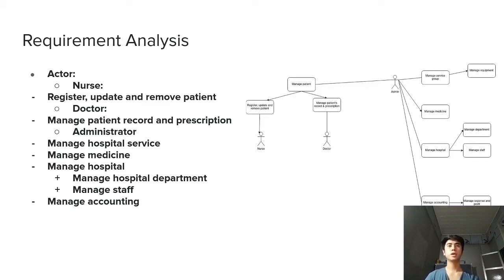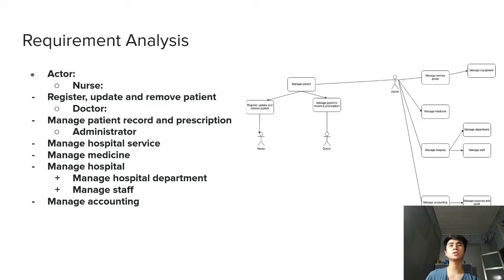creating a use case model with the administrator as the one with the most authority for the hospital. He can manage the surgery group, manage hospital equipment, manage the medicine, and manage the hospital departments and the staff information. He also has to manage accounting, like checking expense, income, and profit, and has to manage patients.